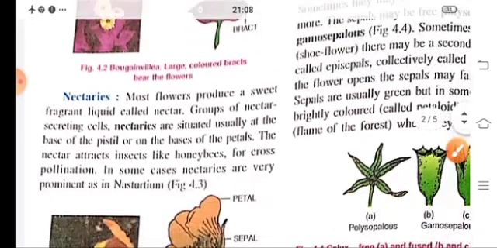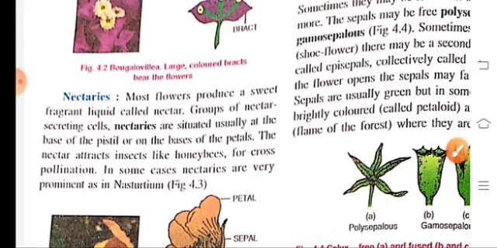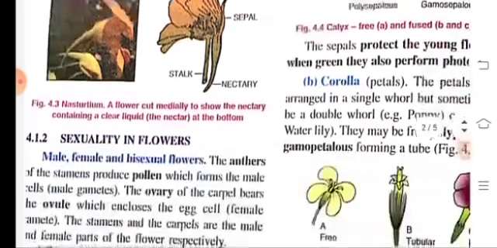Now nectaries are also present in the flower. These nectaries contain the nectar, which is meant for attracting the insects, because insects sit on these flowers to suck the nectar, because it is a food for the insects, and through this pollination also takes place. So these plants have nectar in them.